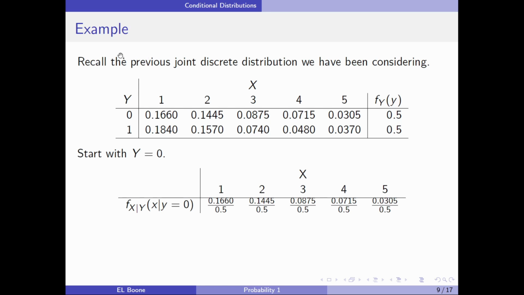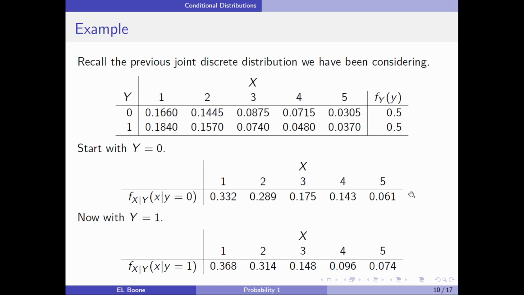Okay, so let's just look here. So let's go back the other way. We can start with y equals 0. Suppose I tell you y equals 0, so you're given that information. What's the distribution of x? Well, I would have to go and get my marginals, which I did over here. They're pretty easy to get. Then I would take each one of these and divide it by the marginal. And that would give me this number here, 0.332, 0.289, 0.175, and so on. But if I change it to y equals 1, notice all the probabilities have changed.